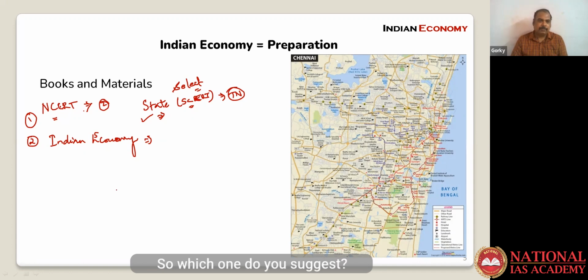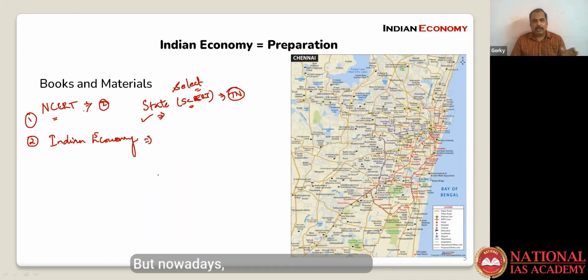So which one do you suggest? See, what I read was Datt and Sundaram, but I don't suppose that is the mentality of people now, because it's a huge book. My optionals at that time were history and public administration, so I also used that particular book for the Indian administration part. I thought that would be better for me. So I read that book, only selected topics, not cover to cover.